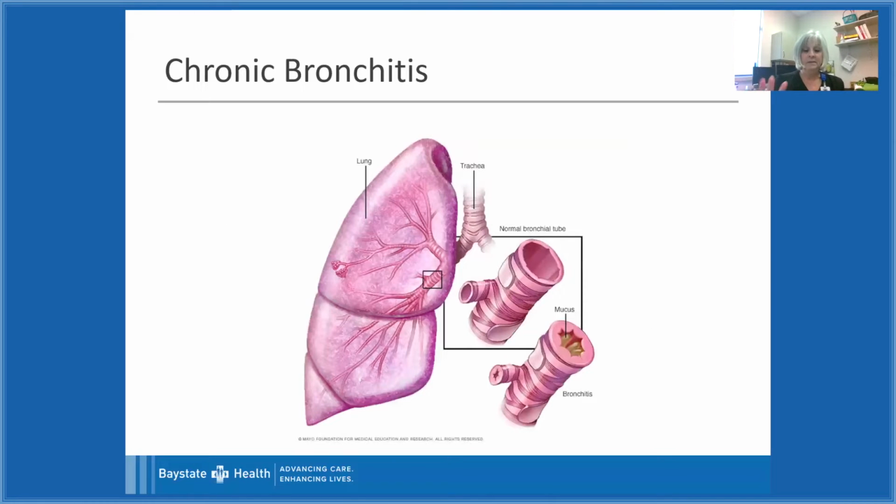And so this is a nice picture of chronic bronchitis. This is showing you over to the right-hand side, the normal bronchial tube or bronchial airway. And you can see there's a nice wide opening. There's nothing in the way of the air moving in and out. And then the smaller airway off to the left, same thing. Nothing is limiting the air movement.